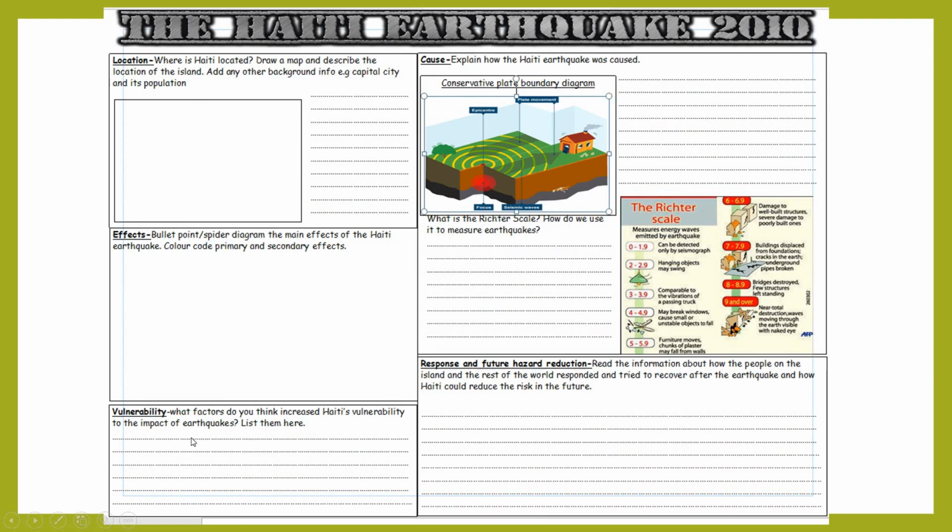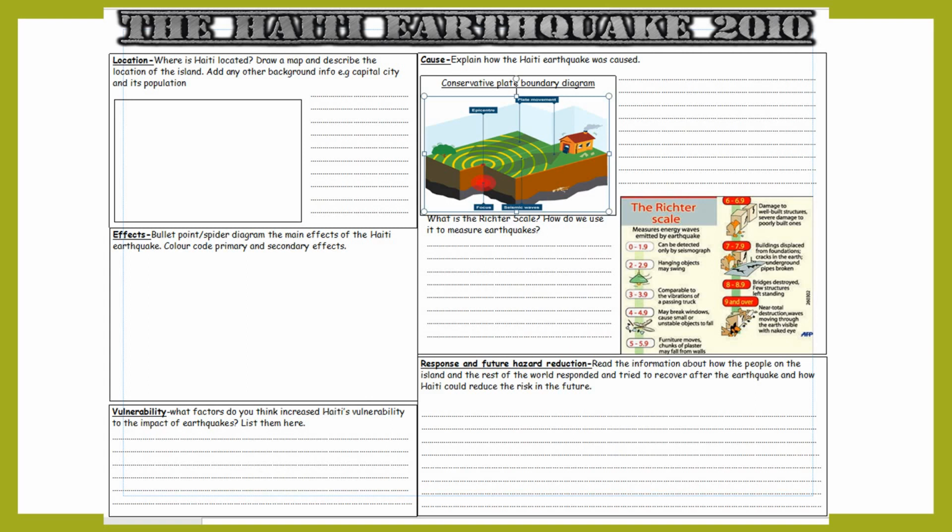Vulnerability, link back to last lesson. Okay, why are people more likely to die, and why is the impact of an earthquake going to be greater in a country like Haiti than it would, for example, in a country like America if an earthquake struck the west coast of California? So you've got several things here.